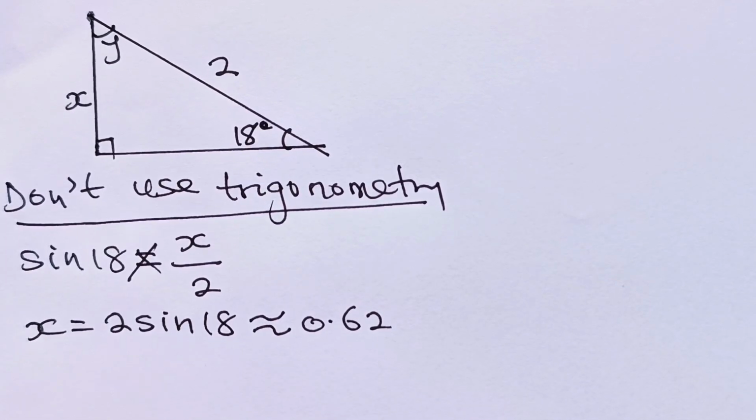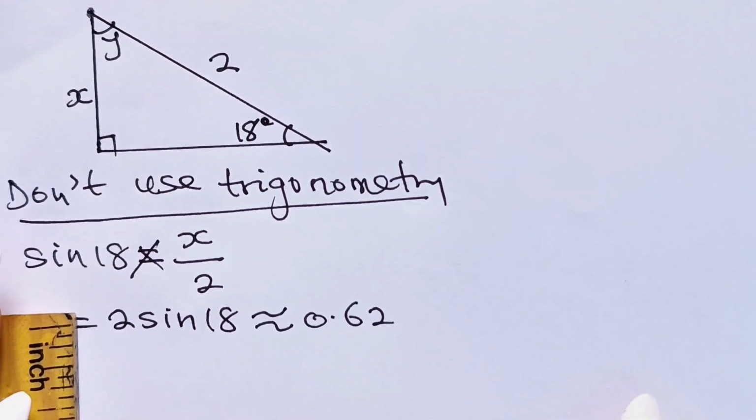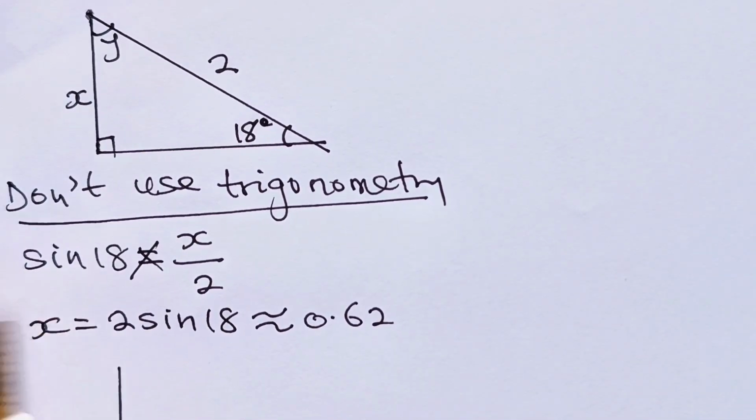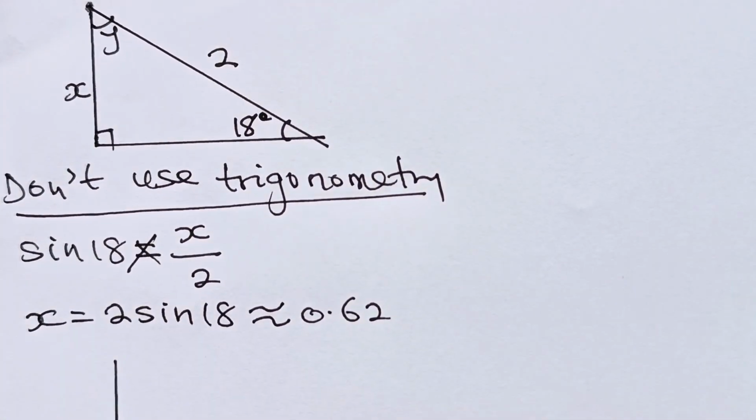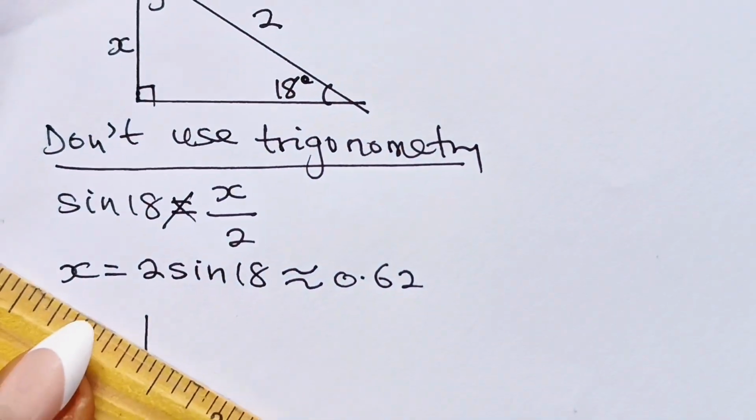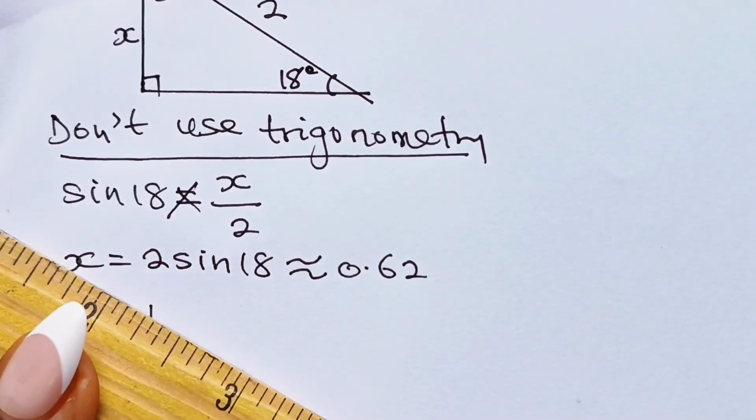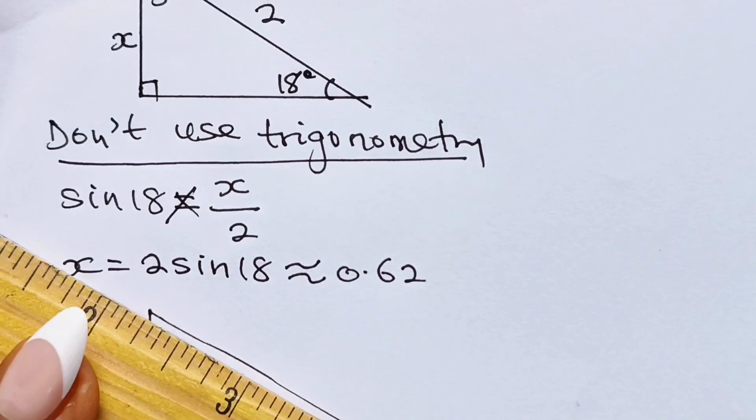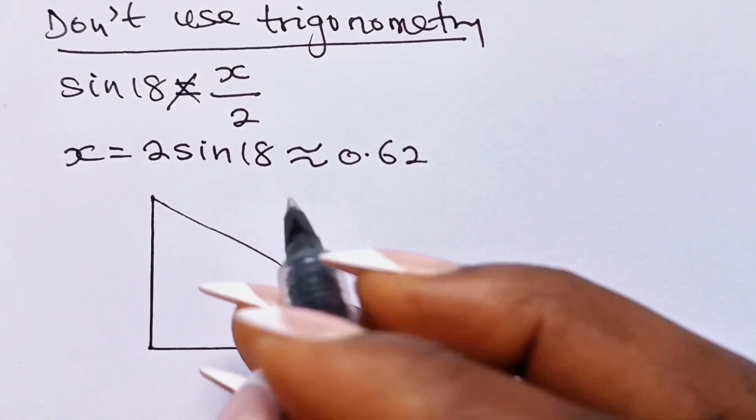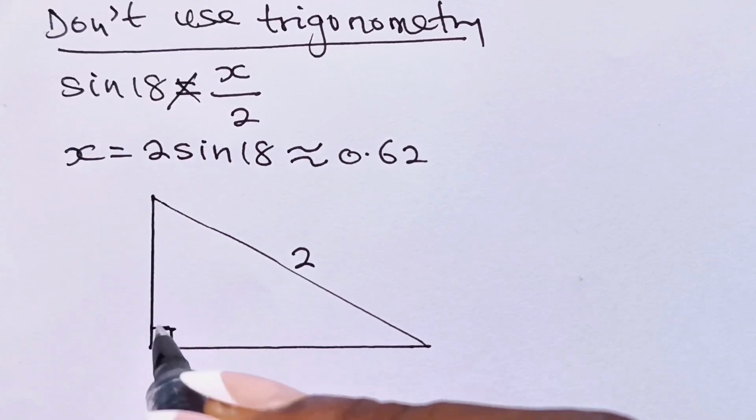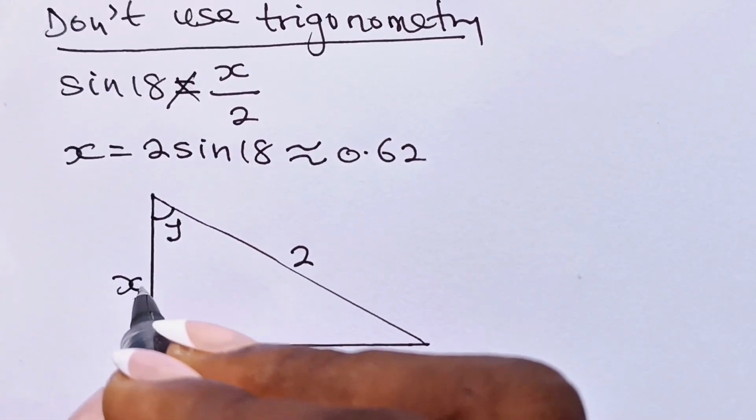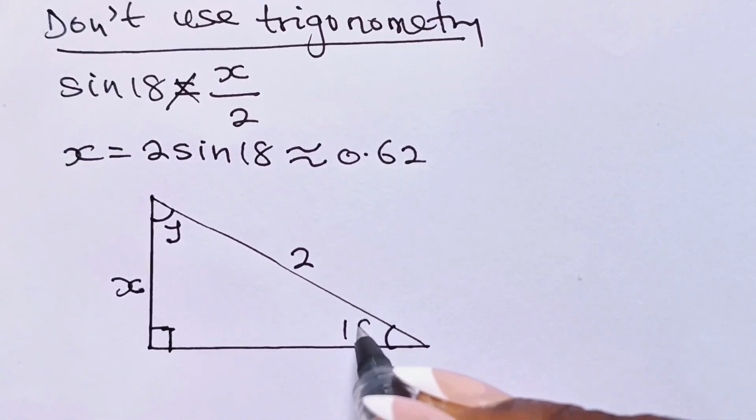Welcome back to my channel. Let's do this together. Let's draw this out again. I would like to draw a congruent triangle to the one that is given, so please be patient with me. Now this is the triangle. This side is 2, and please, this is not drawn to scale. This is y, this is x, and this is 18.